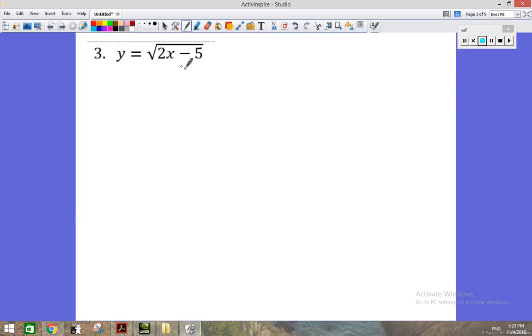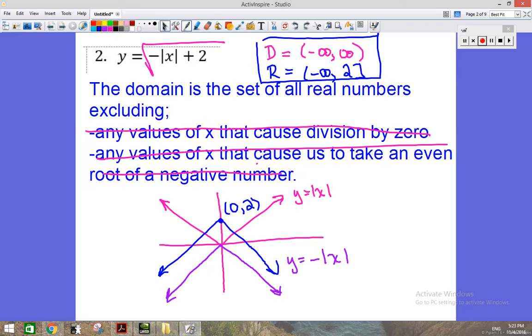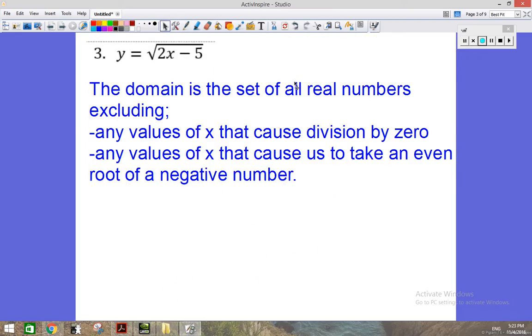The domain is the set of all real numbers, excluding any values of x that cause division by 0. Well, I don't have any variables in a denominator, so I don't have to worry about that. I do, however, have a variable underneath the square root. So I am concerned that this expression, 2x minus 5, I have to make sure it's non-negative. I have to make sure that that is 0 or bigger. So let's solve this inequality.